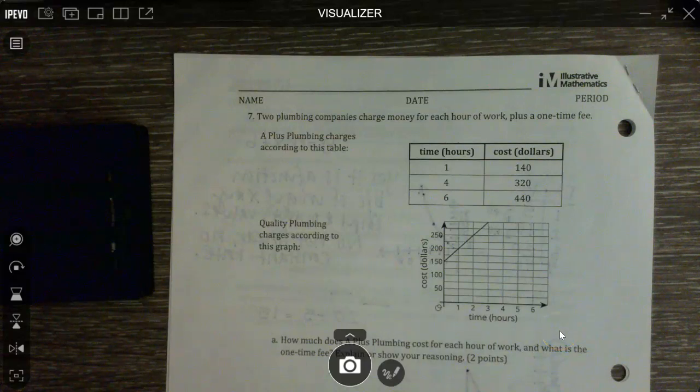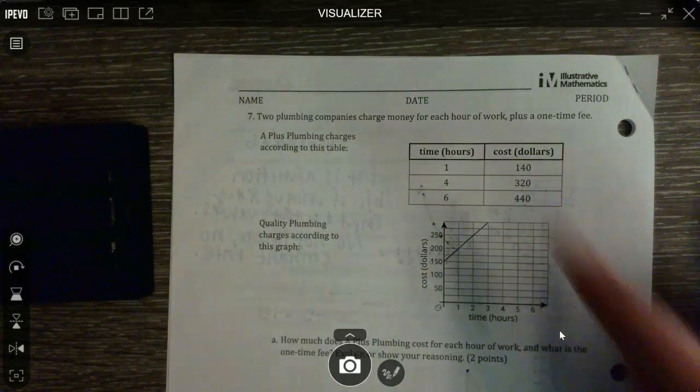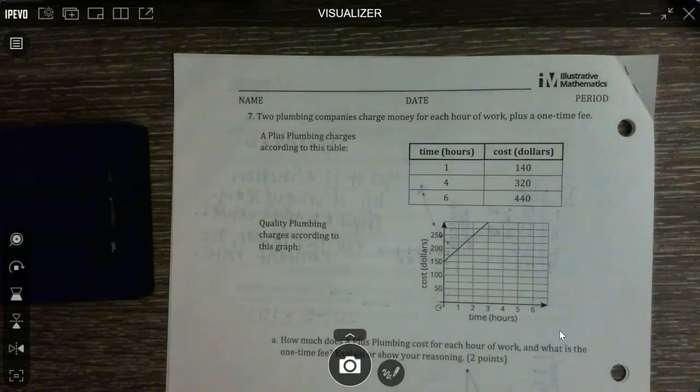Number 7. 2 plumbing companies charge money for each hour of work plus a one-time fee. A+ Plumbing charges according to this table. So it's got the time in hours and the cost in dollars. Then we've got a graph for Quality Plumbing charges.